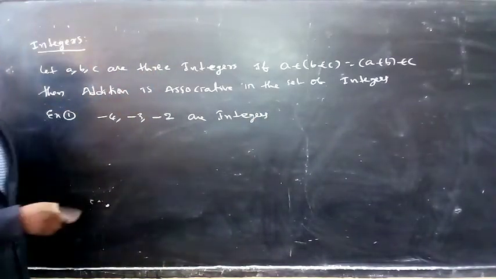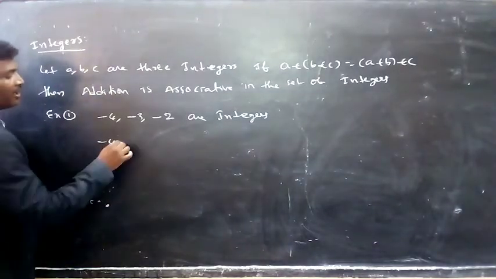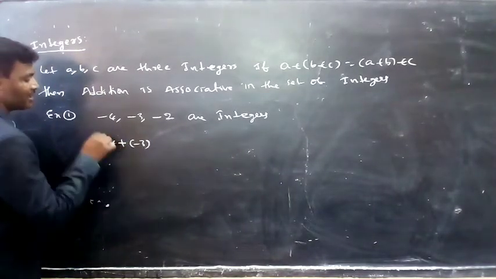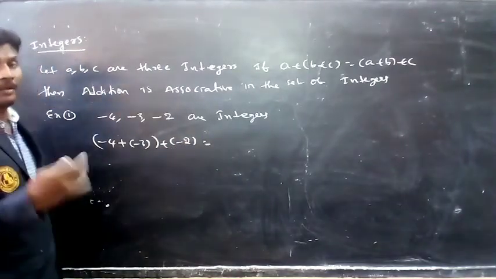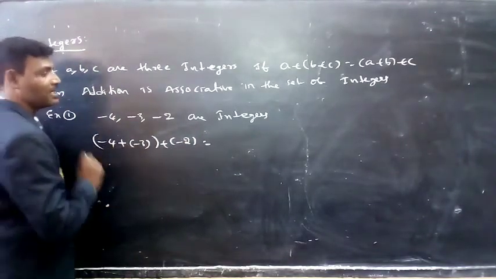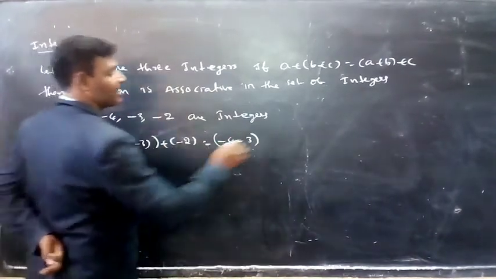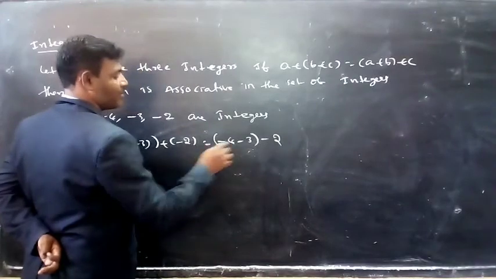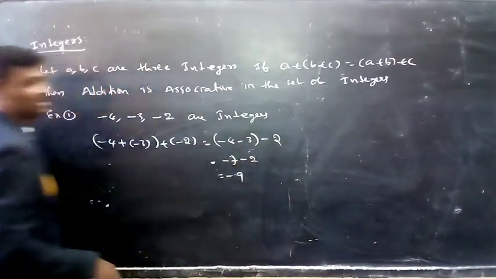Minus 4, minus 3, minus 2 are integers. Then what do I need here? Minus 4 plus minus 3 plus minus 2. Now I am removing brackets. See here, plus into minus is minus. So it is minus 4 minus 3, plus into minus is minus 2. Minus 4 minus 3 is minus 7, minus 2 is equal to minus 9.